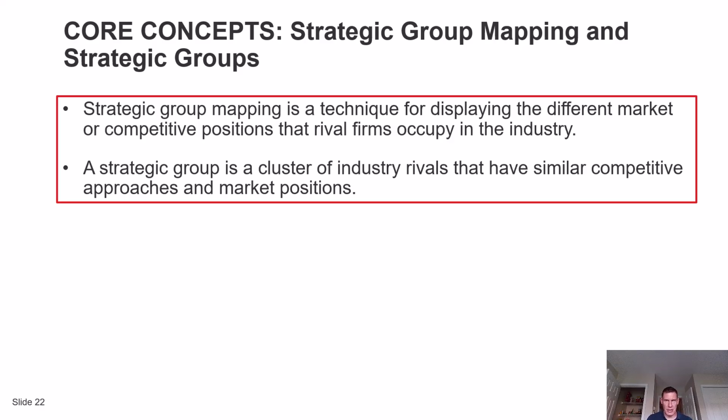And then we have this idea of strategic group mapping and strategic groups. Strategic group mapping is a technique for displaying the different market or competitive positions that rival firms occupy in the industry. A strategic group is a cluster of industry rivals that have similar competitive approaches and market positions. So if you imagine it as a graphic, maybe a continuum, if we're any one firm on that continuum, we don't want to be super close to anybody else, because that's obviously not going to be good for our profitability.